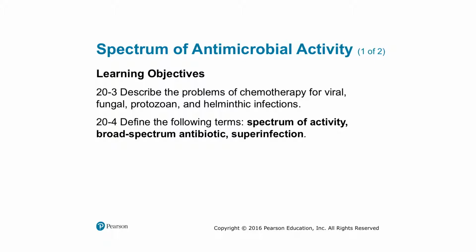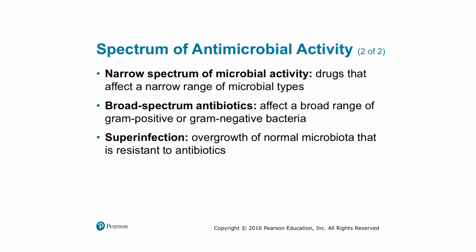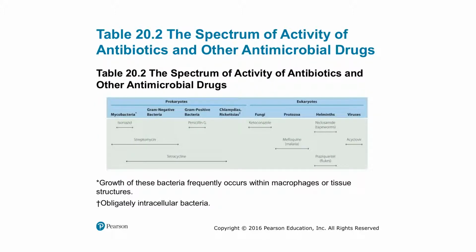Here are your learning objectives for the next section. Let's talk about the spectrum of antimicrobial activity. A narrow spectrum of microbial activity refers to drugs that affect only a narrow range of microbial types. A broad spectrum antibiotic affects a broad range of gram-positive or gram-negative bacteria. And a superinfection is an overgrowth of normal microbiota that is resistant to antibiotics.